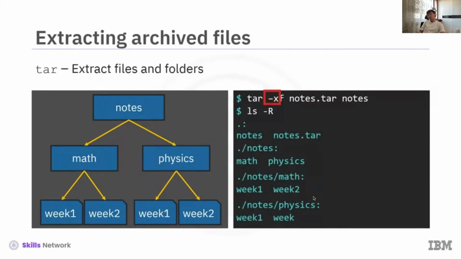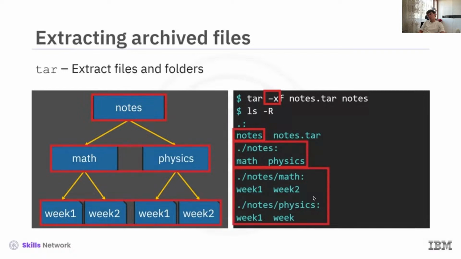Now, if you enter ls -r, you can see that the archived notes folder has been de-archived into a parent folder called notes, subfolders called math and physics, and the 4 week 1 and 2 files you started with. This verifies that the original structure of your notes directory is intact.